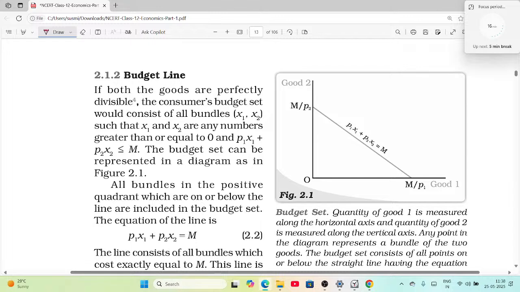Budget line: if both the goods are perfectly divisible, the consumer's budget set would consist of all bundles x1 and x2, where x1 and x2 can be any numbers greater than or equal to 0.